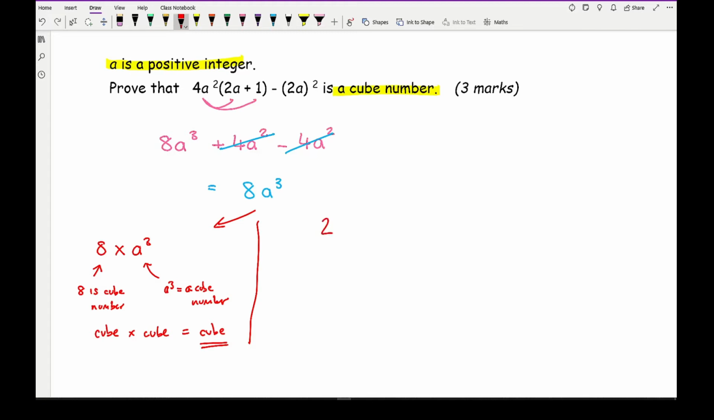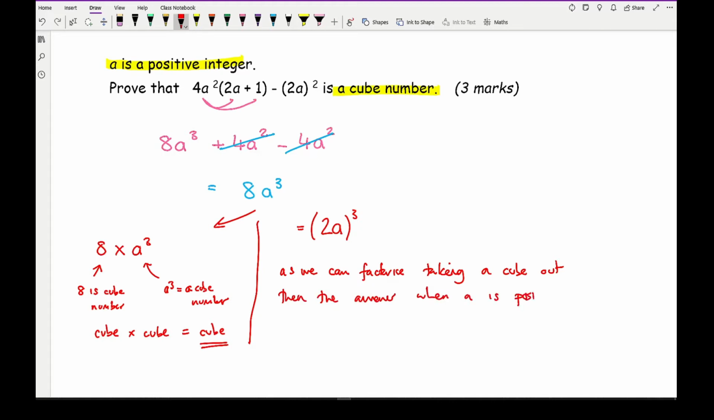What do I need to cube to get a cubed? That's going to be a. So I can write this as (2a) cubed. So therefore, as we can factorize, taking a cube out, the answer when a is positive will always be a cube number. There is our final answer.